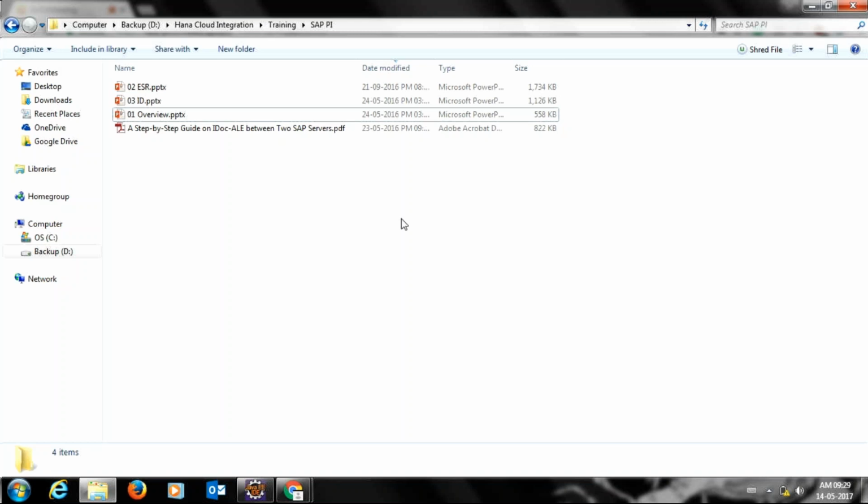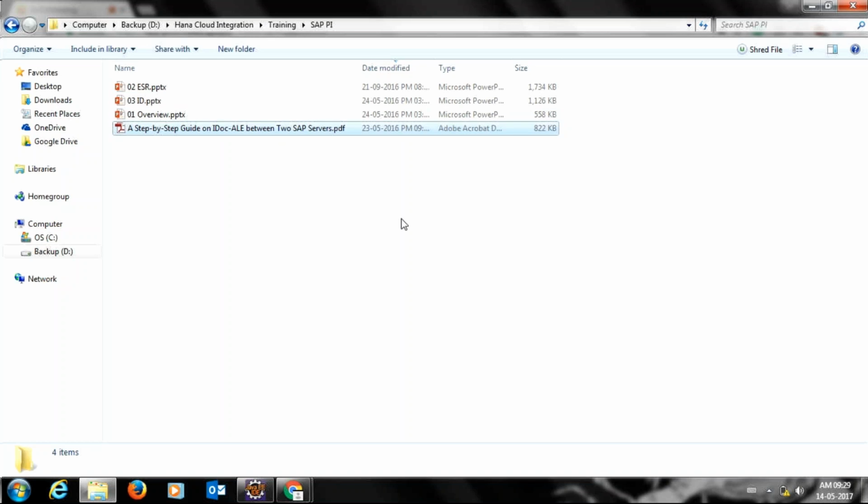In future also, if there is a point where you will need to get the details of PI with respect to HCI, I will be providing those things. Okay, I will be giving all these documents on ESR, ID, and overview. I've just now given the overview, not the ESR and ID. This document contains what exactly your ESR and ID are, what steps you perform, and all those things are provided with this. So this document would be shared with you. Okay.